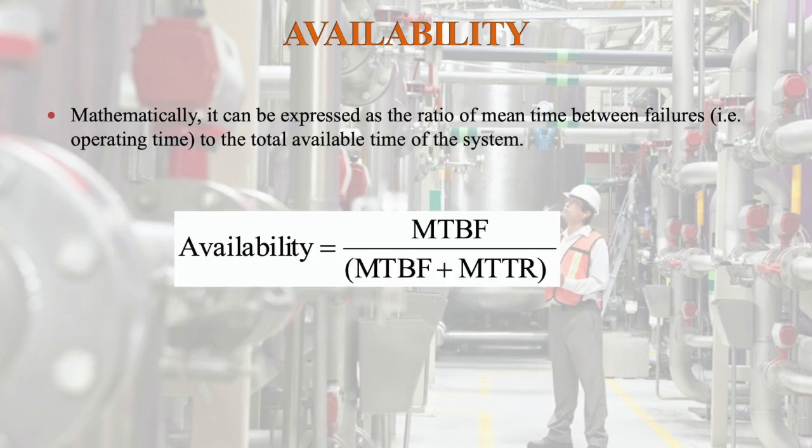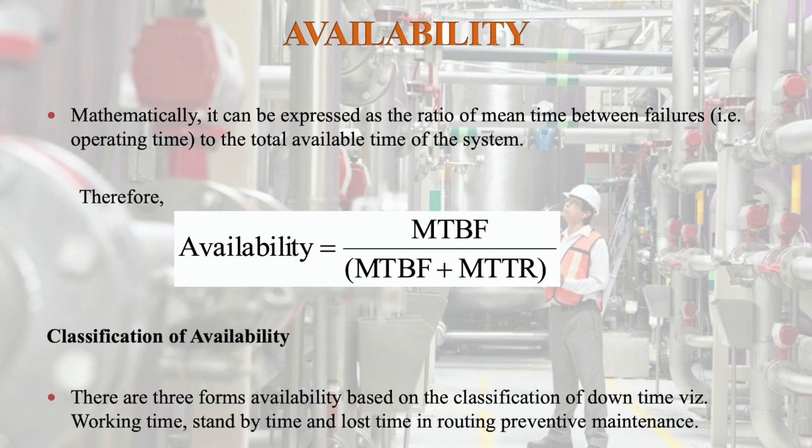Mathematically, it can be expressed as the ratio of mean time between failures to the total available time of the system. Therefore, availability is equal to MTBF divided by MTBF plus MTTR, that is mean time between failure divided by mean time between failure plus mean time to repair. Classification of availability: there are three forms based on the classification of downtime, that is working time, standby time and lost time in routine preventive maintenance.